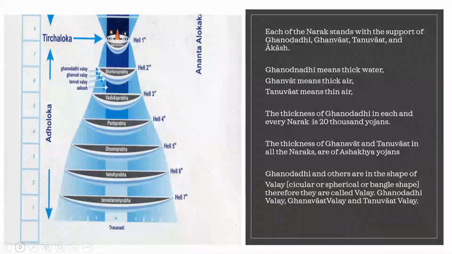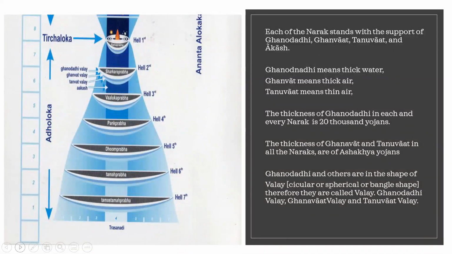And after that, the Bhumi of the second Narkavas, that is Sarkara Prabha, starts. Now the thickness of Ghanodadhi, that is thick water, is 20,000 yojans. This thickness remains the same after each Narkavas. So Ghanodadhi is 20,000 yojans.